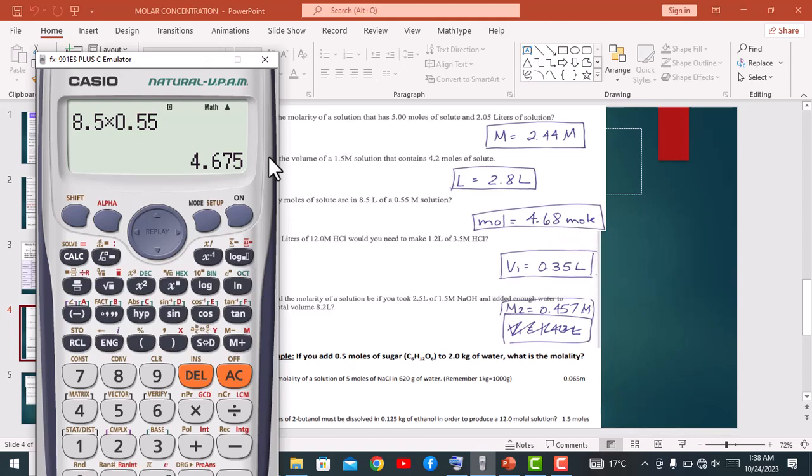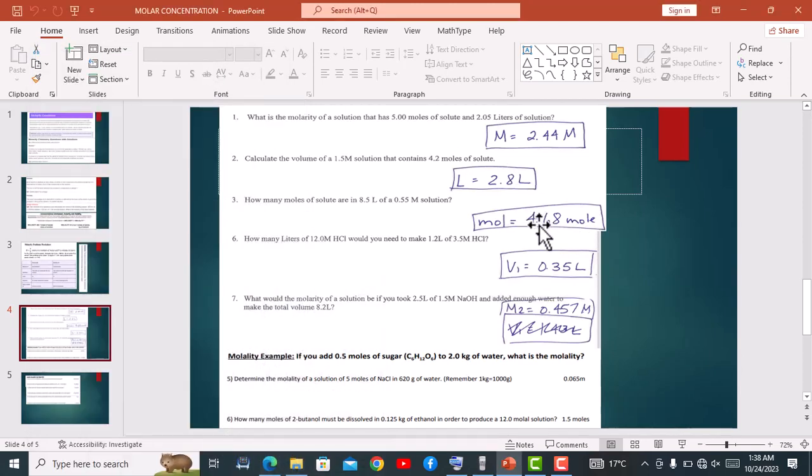So we are therefore saying we require 4.68 moles inside of 8.5 liters in order to have a concentration of 0.55 molarity. Very, very important. So this number of moles is required inside of 8.5 liters to produce that molar concentration of a solution.